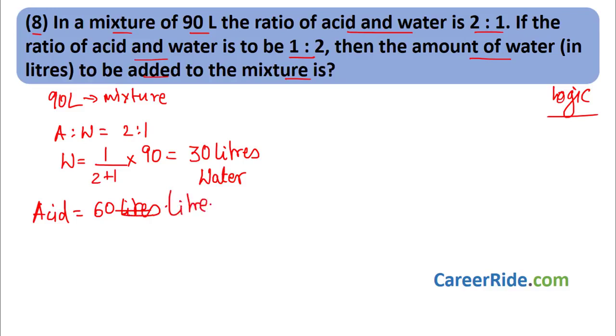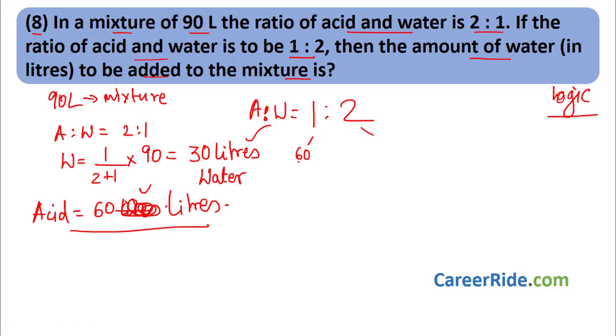60 liters. Now, what do we have? We have 30 liters of water, we have 60 liters of acid. Now, the ratio initially is 2:1. We have to make the ratio 1:2. That means the acid to water ratio has to be 1:2, that means if one part is acid, 2 parts are water. So if 60 liters is the acid, how much should the water be? Twice of that, that is 120 liters.